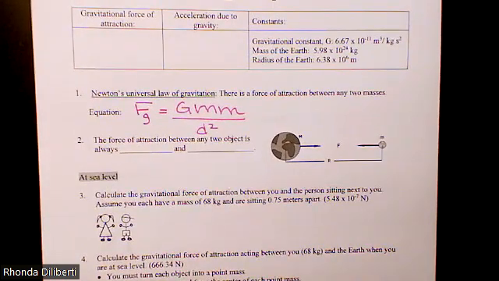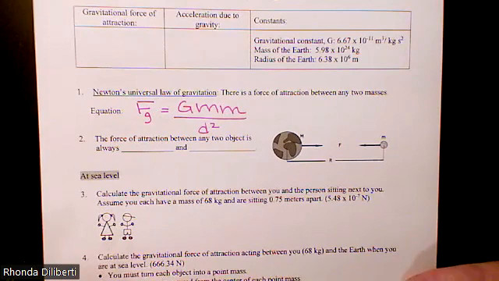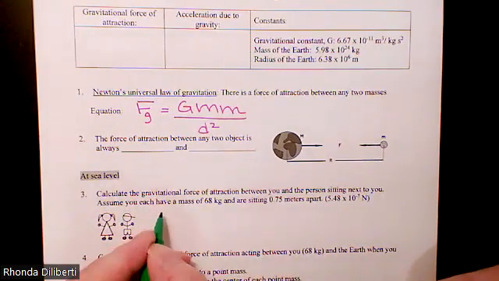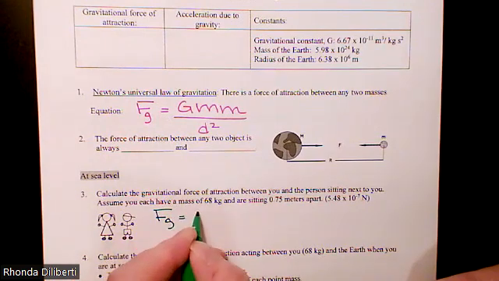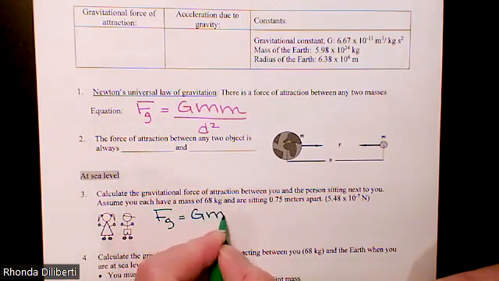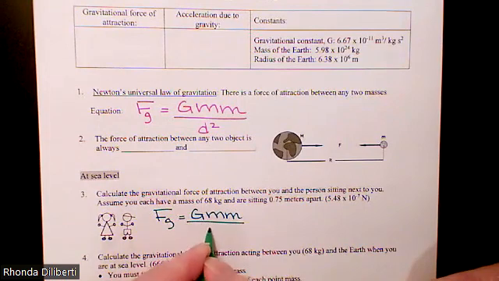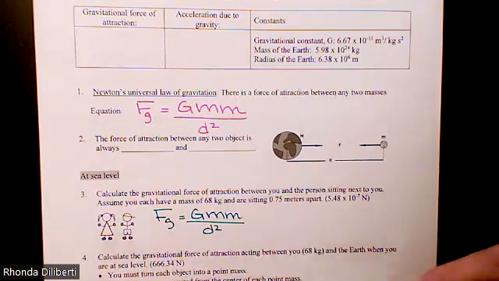We are going to calculate the gravitational force of attraction between you and your neighbor as you sit in class. So we have two students who are side by side, and we are going to calculate their gravitational force of attraction. So I'm going to write down the equation, and let's plug in some numbers now.